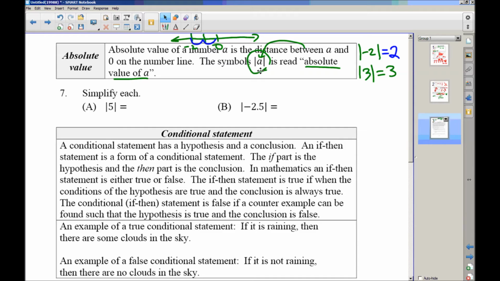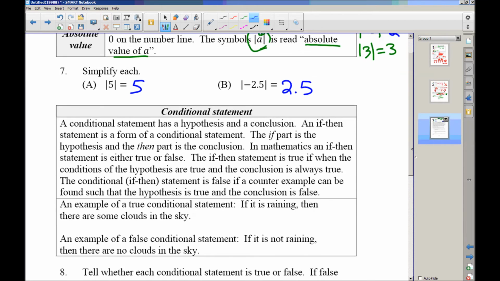Okay? Absolute value is really a grouping symbol, so you must work out what's inside the bars to a single number before you do the absolute value part. Okay? All right, so part A here says what's the absolute value of 5? That is 5 steps from 0 on the number line. And the absolute value of negative 2.5, that's 2.5 steps from 0 on the number line. Okay?